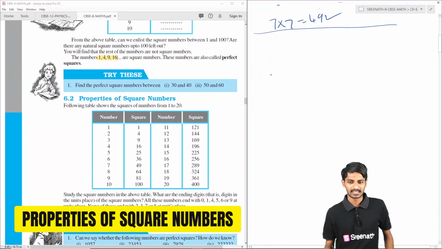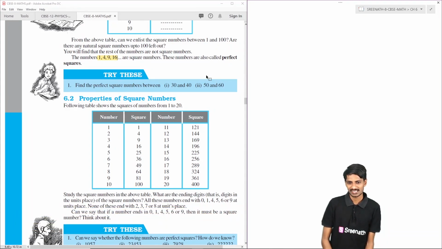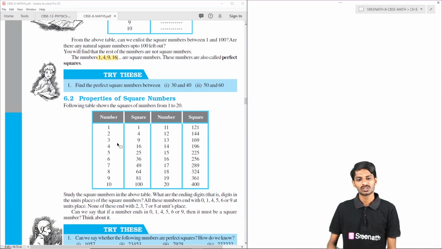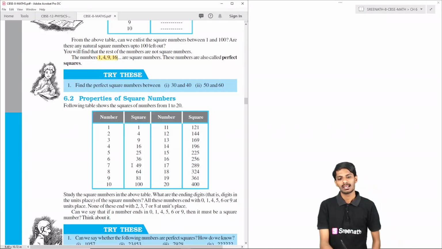So after completing it, those square numbers have some properties. What are those properties? We are going to discuss about those properties. So here there is a table, and there are numbers starting from 1 to 20, and for every number we have written the square number. For 1 it is 1, for 2 it is 4, 2 square is 4, 3 square is 9, 4 square is 16, 5 square is 25, like that.